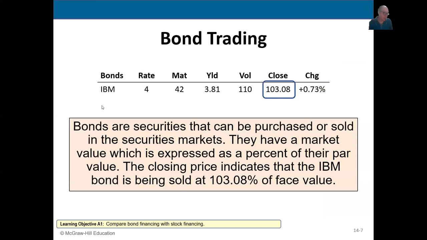Bond trading. Yeah, there's a market for bonds. You buy and sell bonds on the open exchange. Here we have an example of IBM. They sold a bond, and we see some information. We see the yield rate. We see what the bond closed at on the open exchange, 103.8%. I'm sorry, 0.08%. So that's buying and selling bonds on the bond exchange.